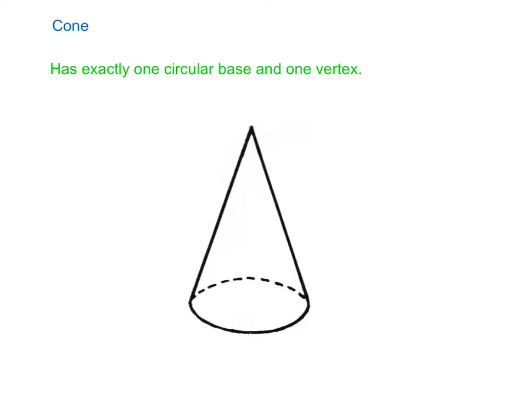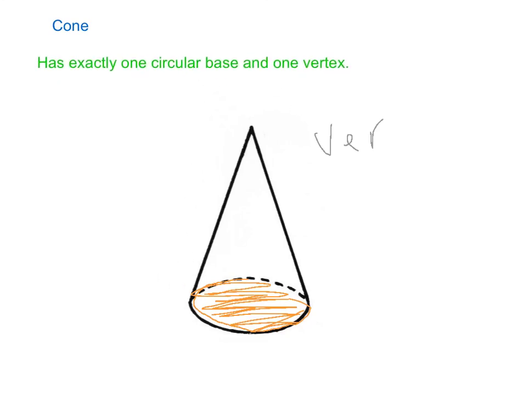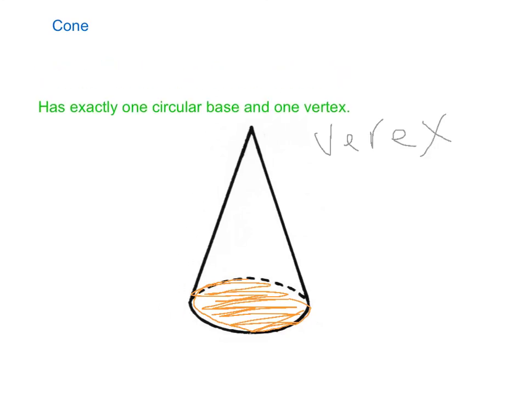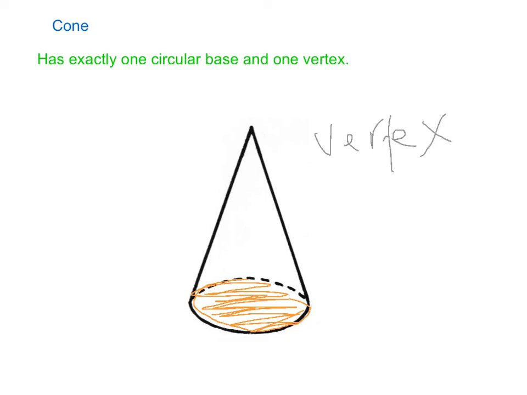Another type of solid is a cone. It has exactly 1 circular base and 1 vertex. So here's the circular base, shaded in orange, and the vertex is going to be where the point is. So there's the vertex.